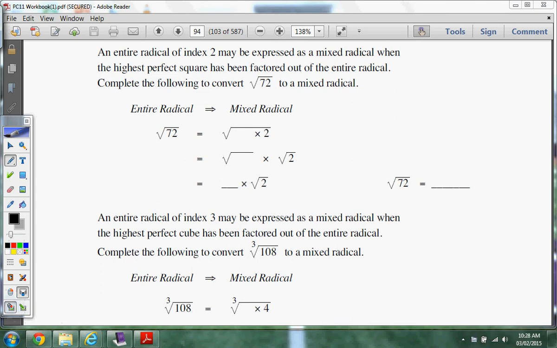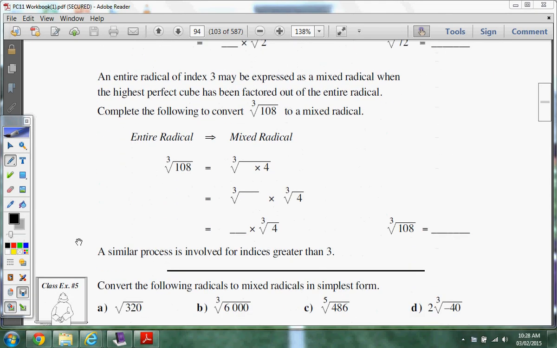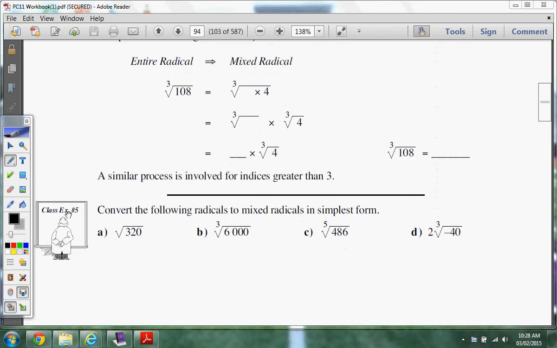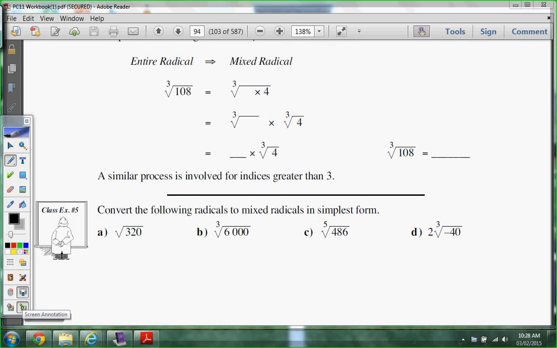Let's look at one here of an entire radical, and we're looking for a cube now. Remember, like I told you yesterday, you really want to have your cubes down, up to about 5. So we're trying to look for a perfect cube that goes into 108. 27. Good. 27 times 4. Why 27? Well, 27 is 3 cubed. So that's why we want to use that.